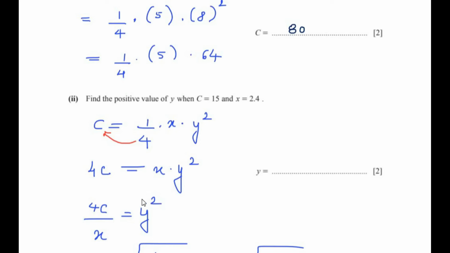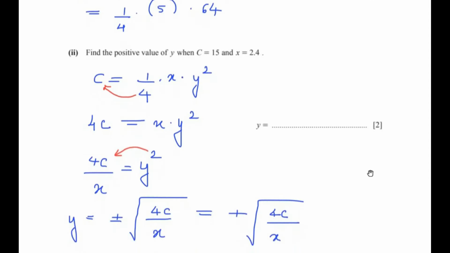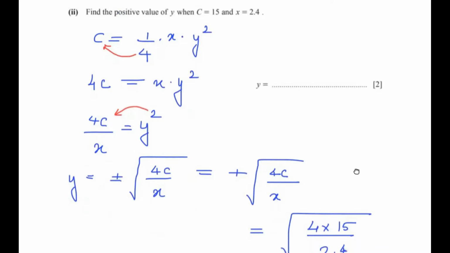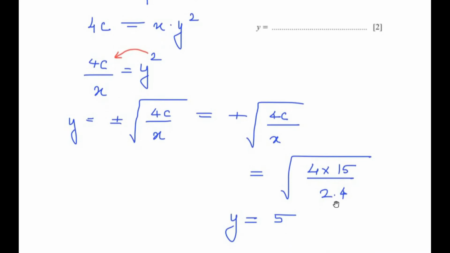Now the next step is sending square on the other side of the equal to sign. So we have here y is equal to plus or minus square root of 4c over x. Now remember that square becomes square root when you send on the other side of equal to sign, and it changes to plus or minus. Now here in this question they have asked us to use only the positive value of y. So we are going to discard the negative value and consider only the positive value. So we have here y is equal to plus square root of 4c over x. Now here we need to just plug in the value of c and x in this expression. So we have here square root of 4 times 15 over 2.4, and this will give us the value of y as positive 5.